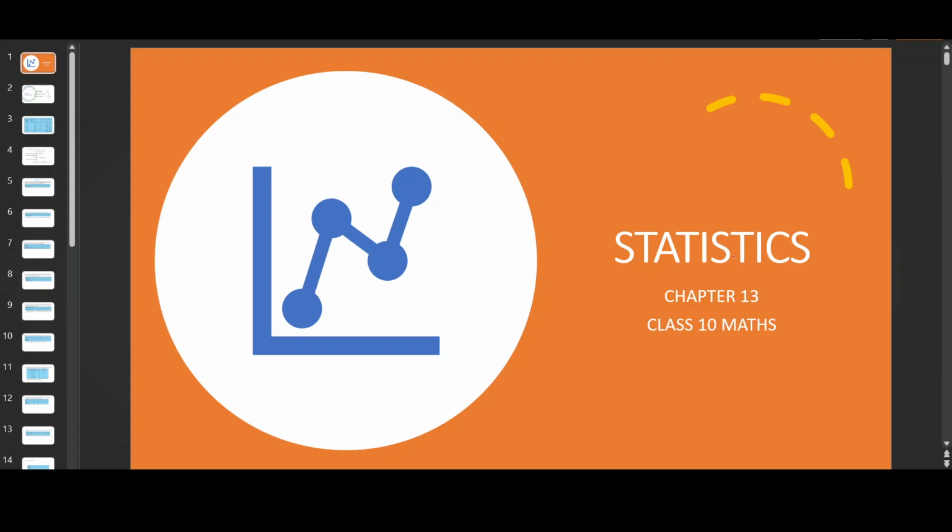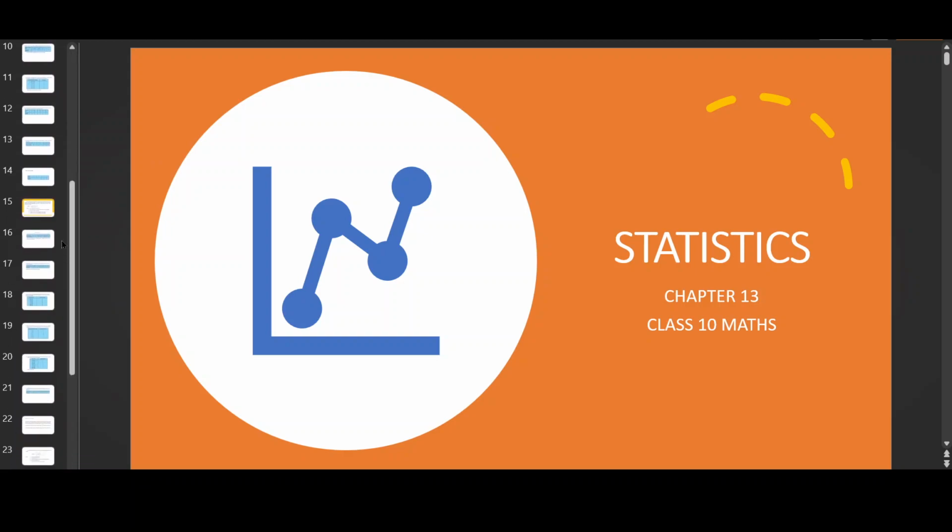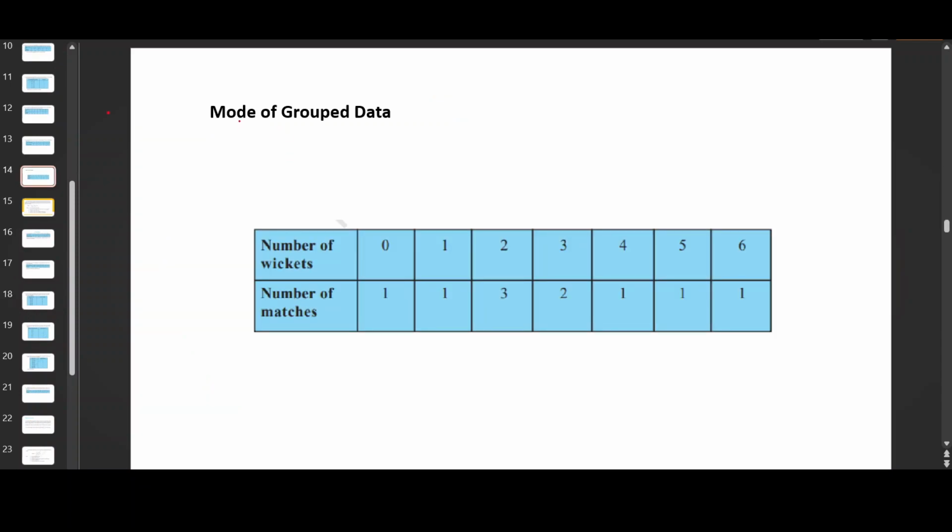We have covered one exercise in this chapter, statistics. Now we will continue our chapter with the mode of grouped data. First question: what is mode?